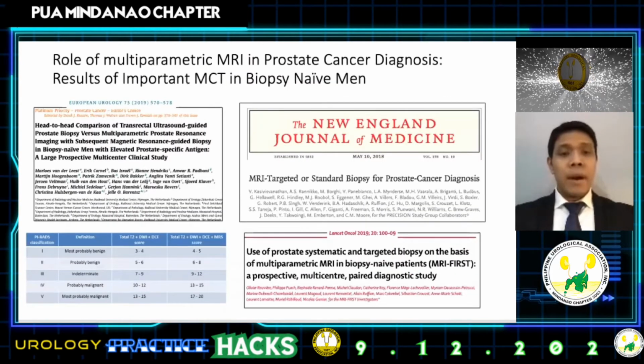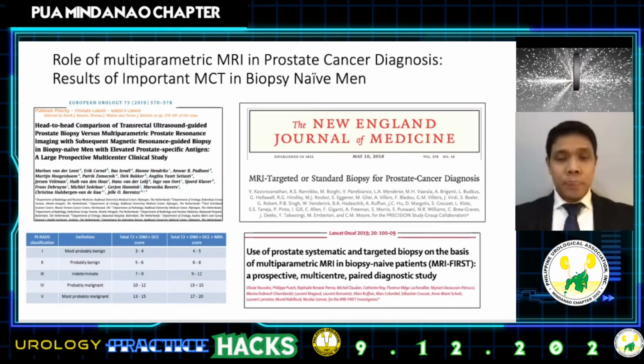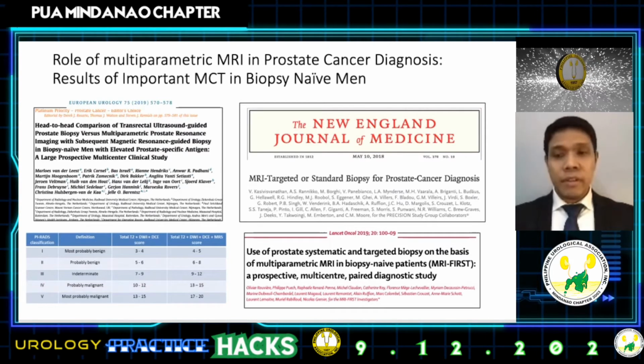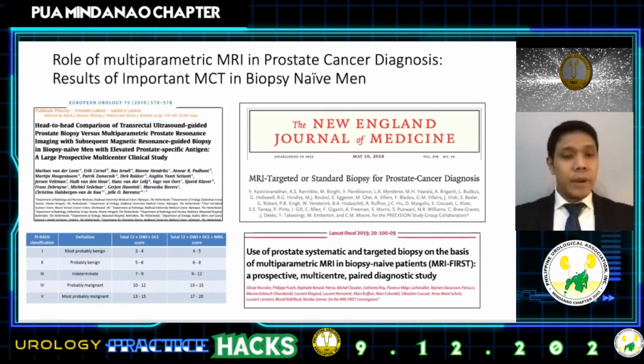The role of MRI, particularly multiparametric MRI, has gained ground over the past 5 years or so. Several large multi-center randomized trials have been published in the most prestigious scientific journals and have reported the superiority of MRI-guided prostate biopsy.